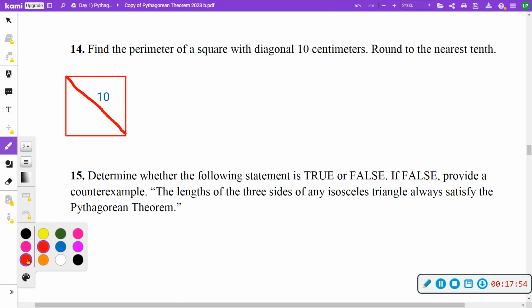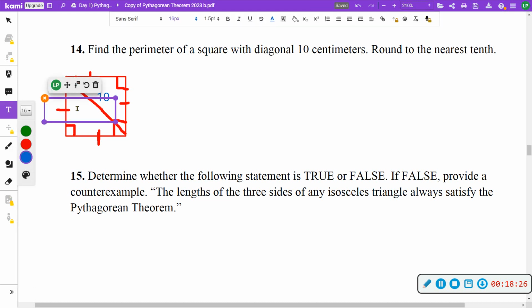One thing I could do is remember that one property of a square is that all sides are the same. That's one very important property. Another important property is that all corners are 90 degrees. Now we'll talk about this later, but the diagonal actually cuts that into two 45-degree angles. So I'm just going to look at this part right here, and I'm going to let this be my A, and that be my B. We'll let that be my C. Remember, C must be across from 90 degrees.